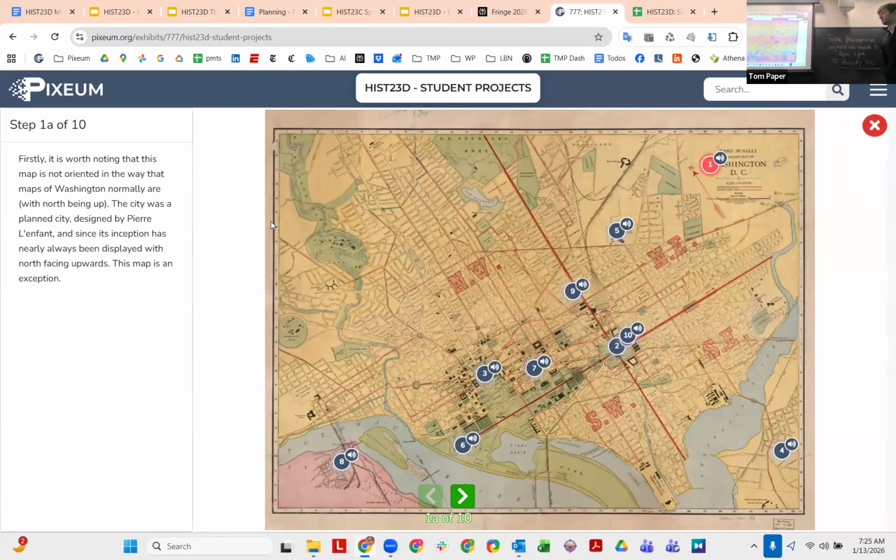So this map right here is a map of Washington, D.C. from 1924. I'm originally from the D.C. area, and if this map extended a little further, I would live right about there. I went to high school in D.C., so I feel a pretty strong attachment to the city, which is why I picked it for my map.